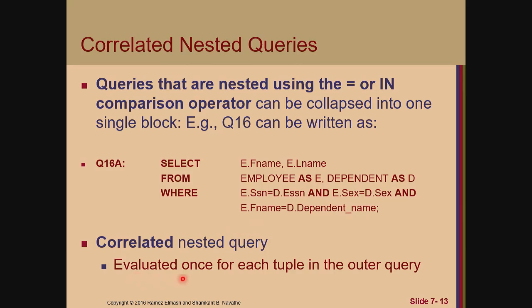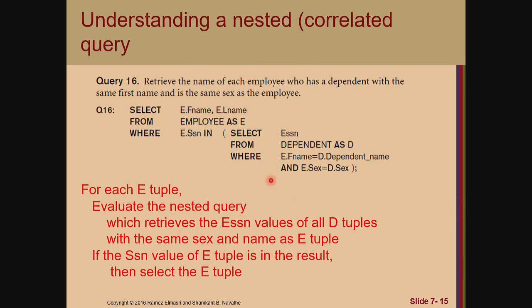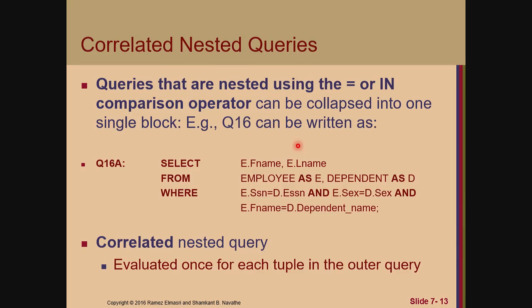A correlated nested query is evaluated once for each tuple in the outer query. For the nest, they retrieve the subquery step by step from the outer and compare it to the inner for each tuple of the outer. But in this one, they do everything at the same time.